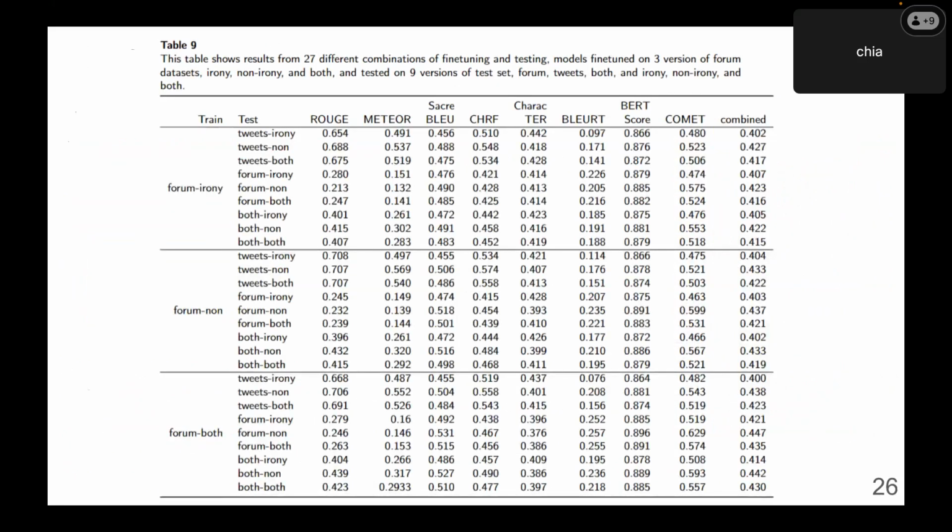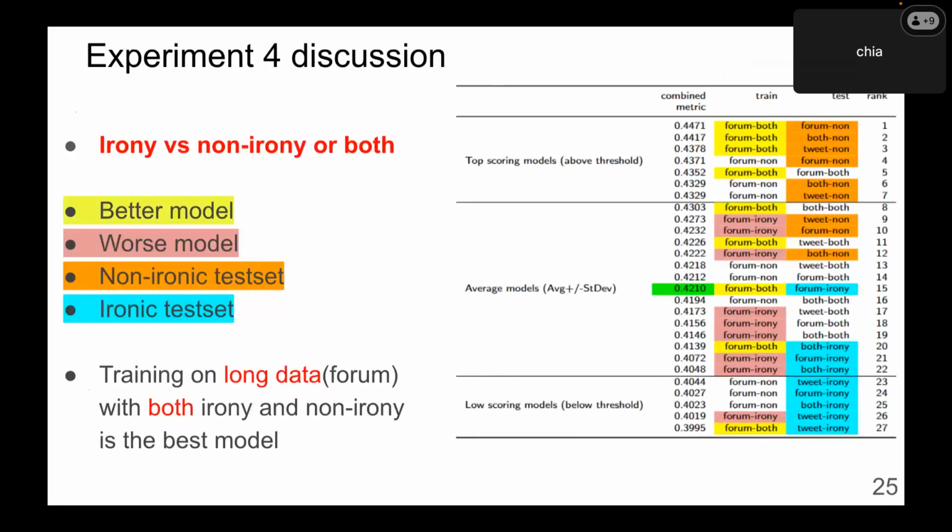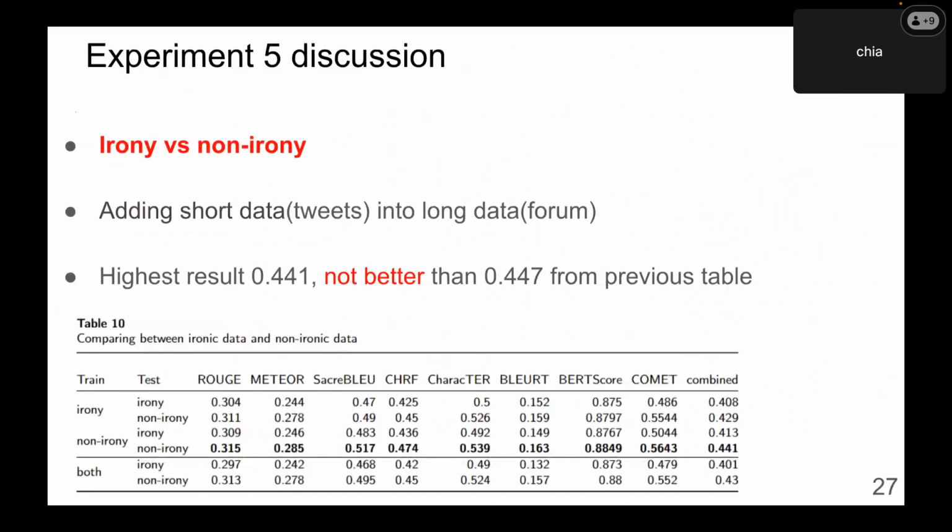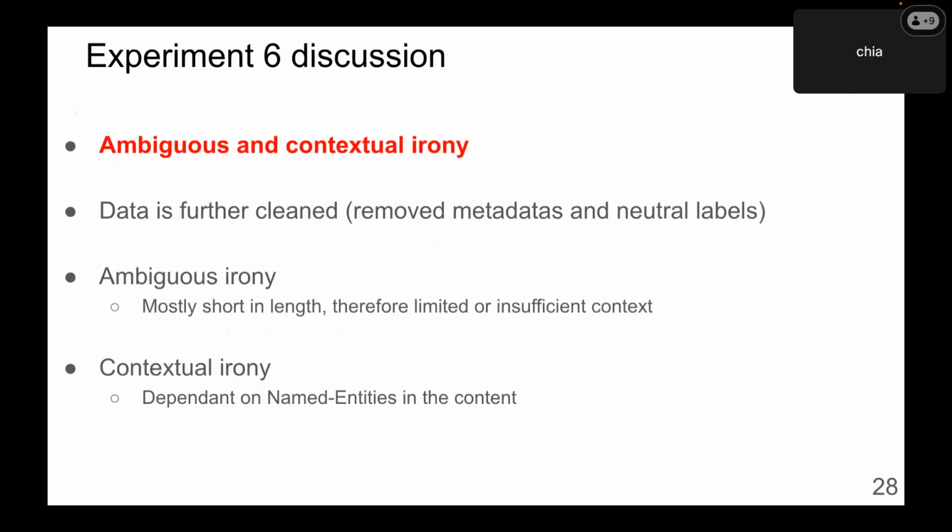This is the table into which I sorted the results. Next, I add the short data, which is the tweets, into the forum data to check whether they are actually better. The highest result here is 0.441, which is not better than the previous table. So for the remaining experiments, I will be using the forum-only data set for training.